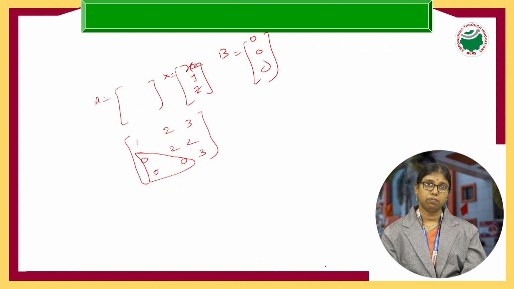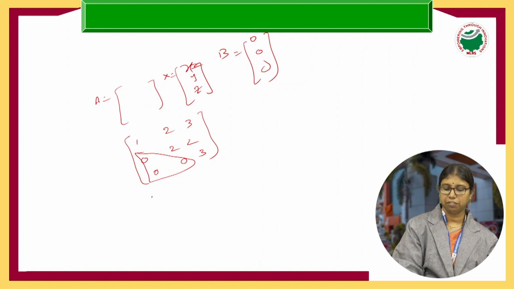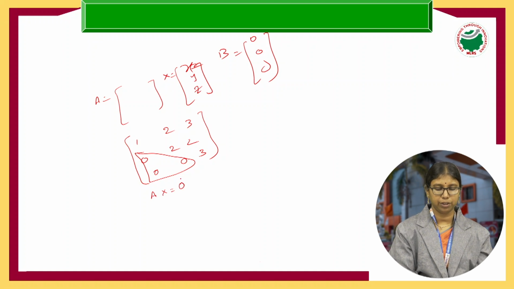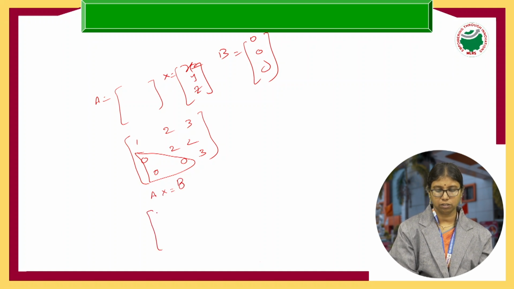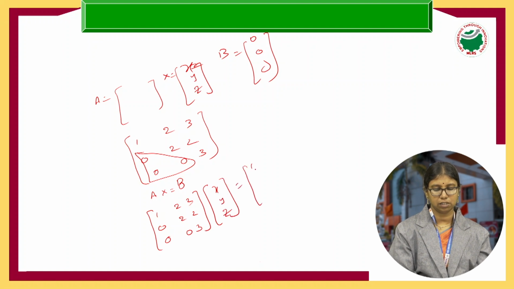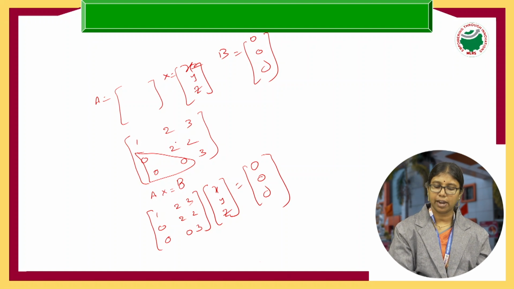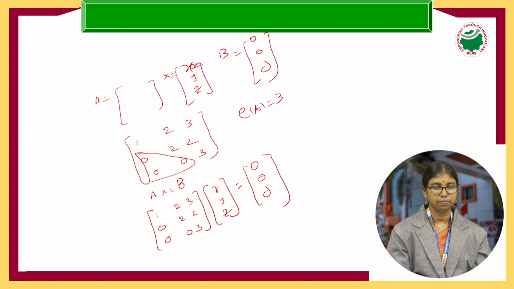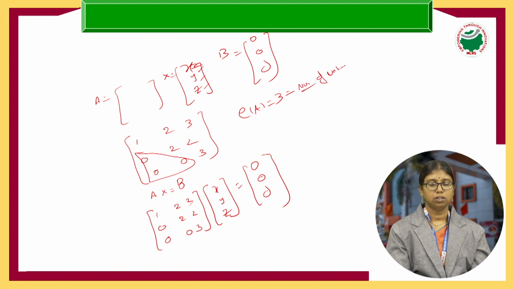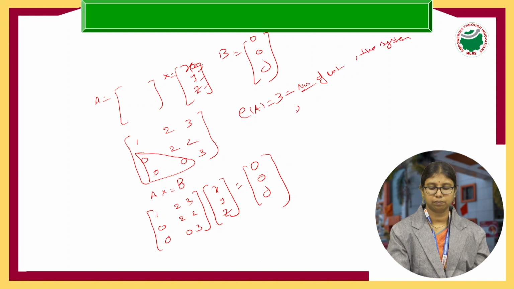So in such cases, when you are getting the matrix in this form and taking the matrix representation AX equal to B, you will get A matrix as 1, 2, 3, 0, 2, 3, 0, 0, 3, and X is X, Y, Z, equal to B, which is 0, 0, 0. Now if you compare the rank and the number of unknowns, the number of non-zero rows is 3 and the number of unknowns is also 3. Both are equal. So if these two are equal, then the system has a trivial solution, a trivial or null or zero solution.